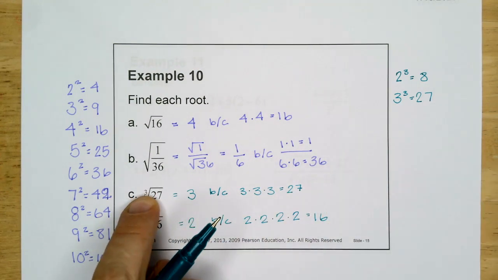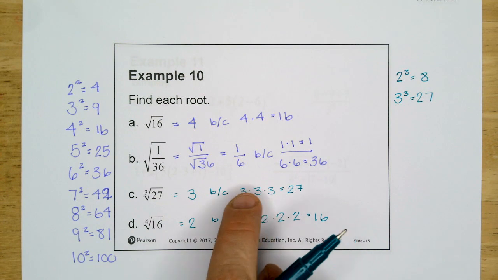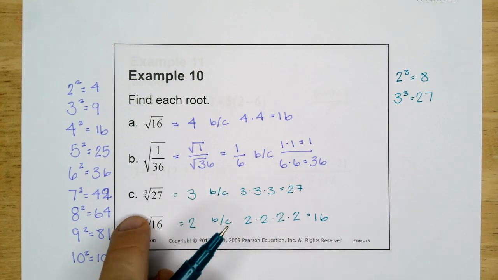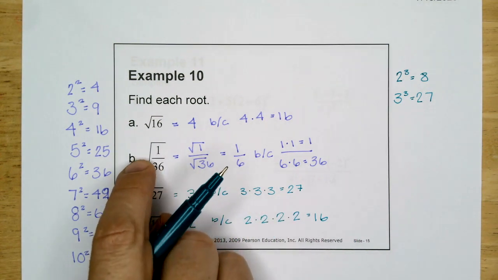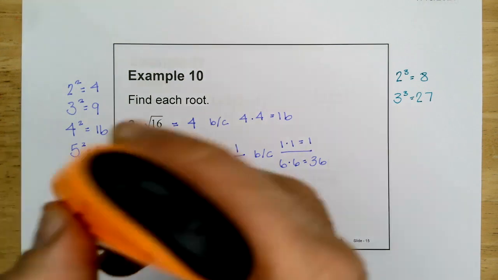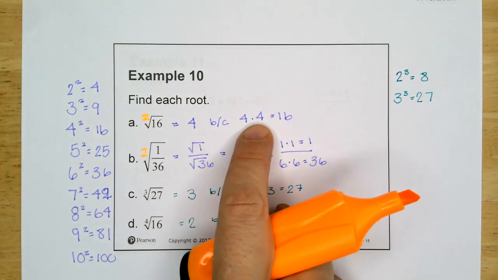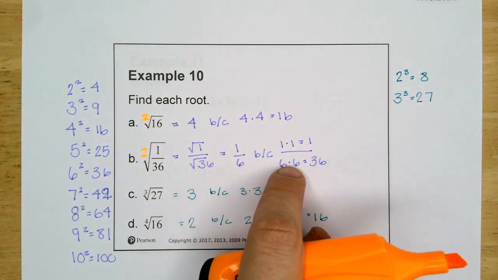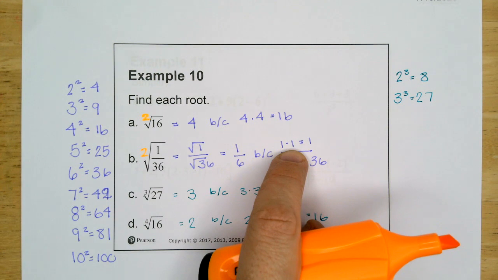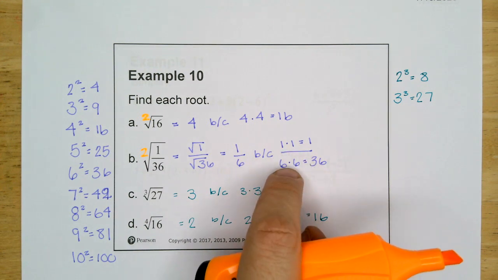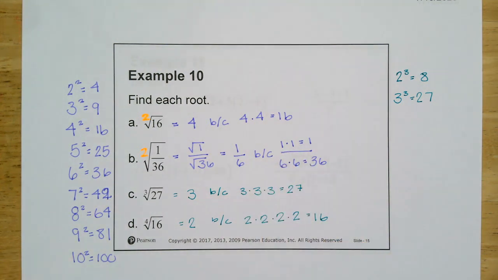16. So here, because that's a 3, you need 3 times. That number times itself 3 times. That number times itself 4 times. If there's no number here, it's an understood 2. So these are usually 2s. So you're looking for something to multiply by itself 2 times. 1 is multiplied by 1 twice. 6 is multiplied by itself twice.